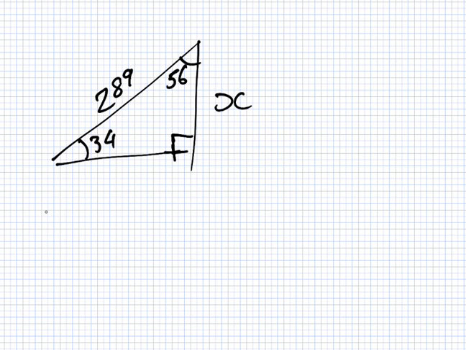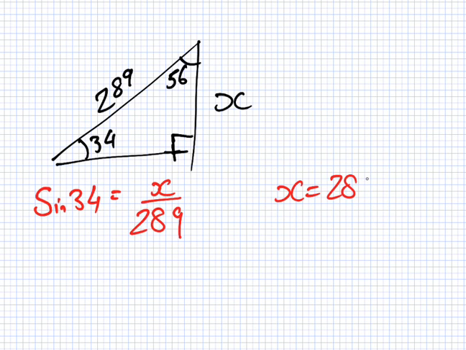I could use sine or cos, because you could say sine 34 equals x over 289. So then that means x equals 289 sine 34. So what's that, please? X equals 162 about.